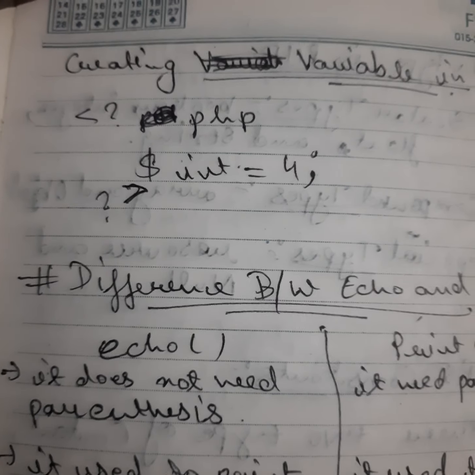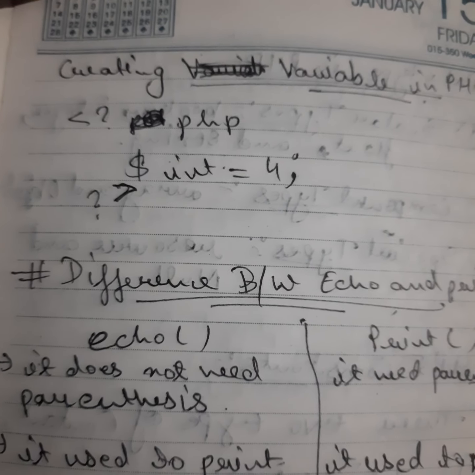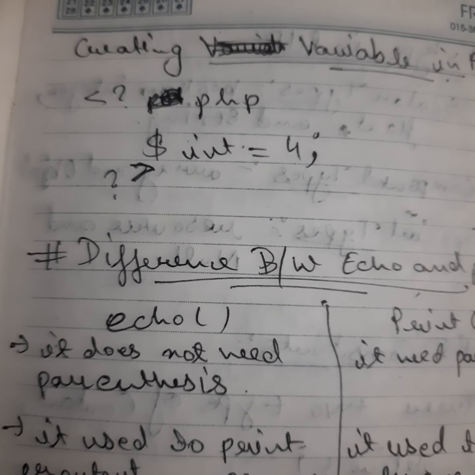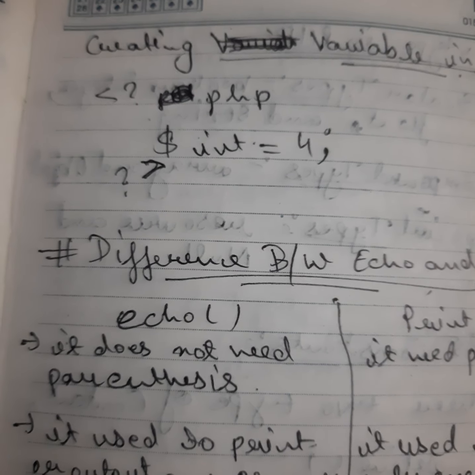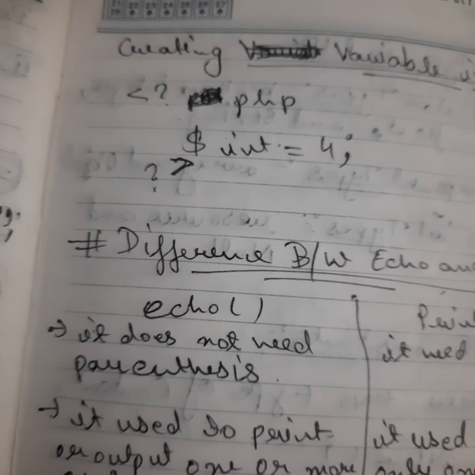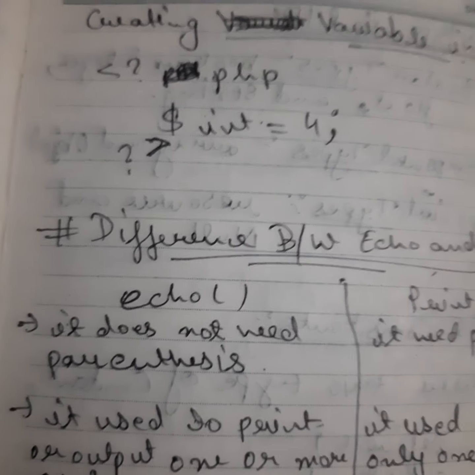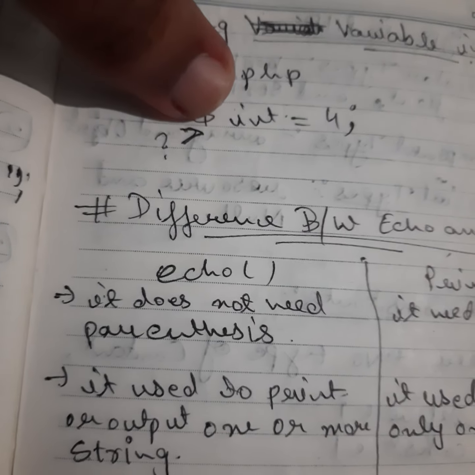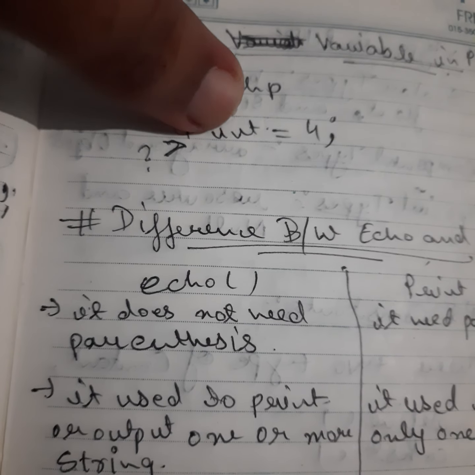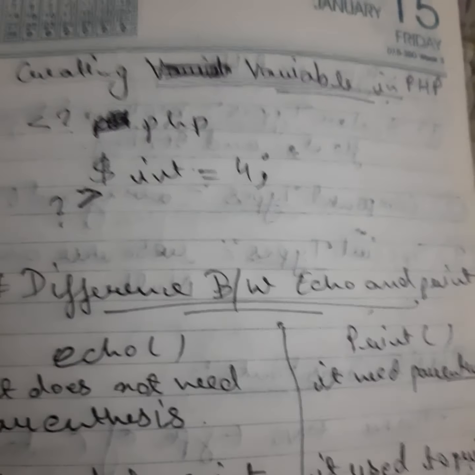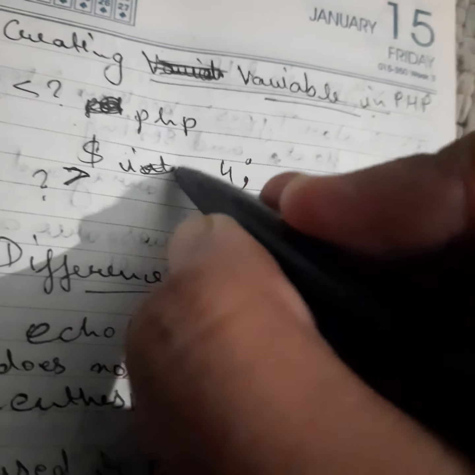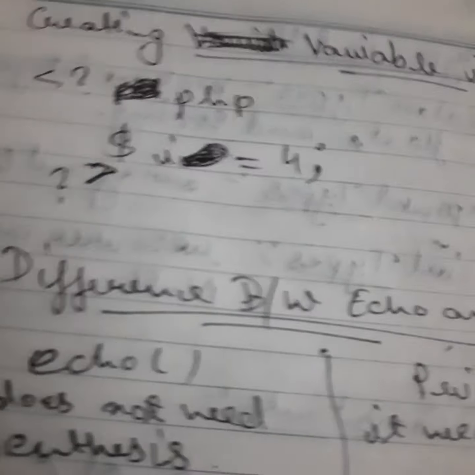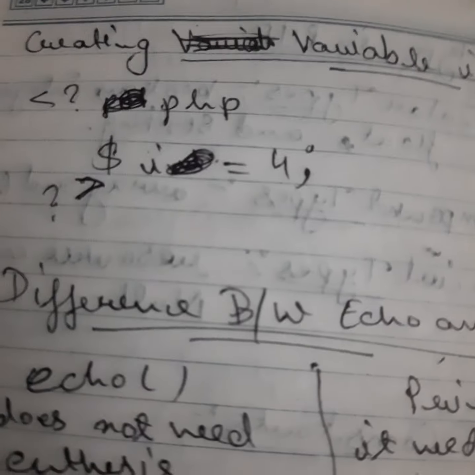So in the PHP language we can create variables, and in the PHP tag the variable is declared or initialized with the $ sign. Just you seen $int or $i, you take $i equals 4.